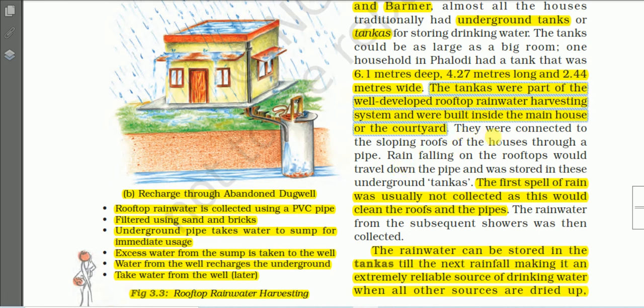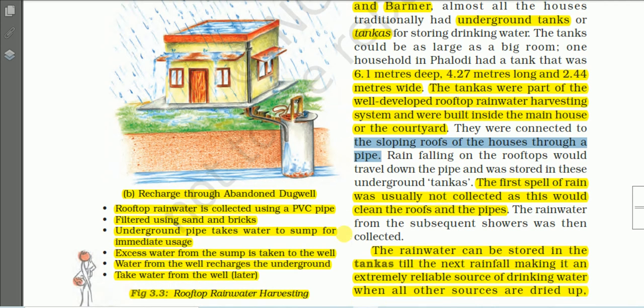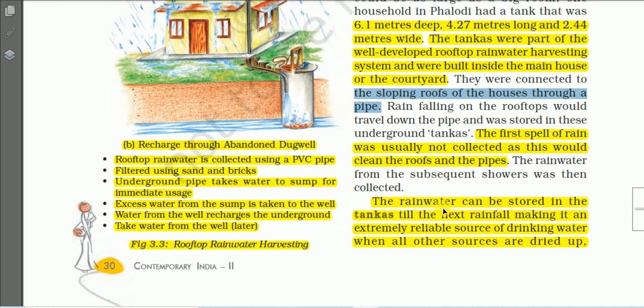And these tankas were connected to the sloping roofs of the houses through a pipe, as you have seen in this diagram on the left side. The rain falling on the rooftop would travel down the pipe and was stored in these underground tankas. The first spell of rain was usually not collected, as this would clean the roofs and the pipe. Actually, when there is first rainfall, the rainwater is dirty because the atmosphere is also polluted, and the color of the rainwater is black, and that is why we don't collect the rainwater of the first spell.